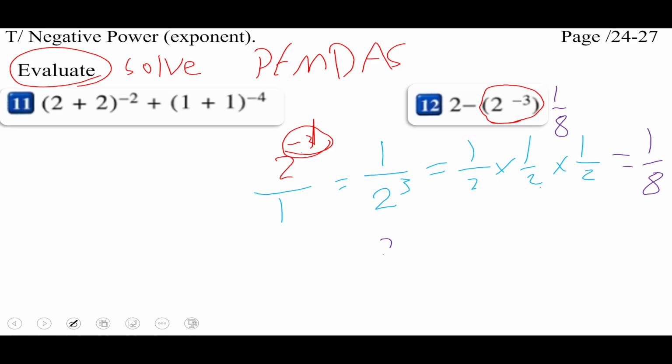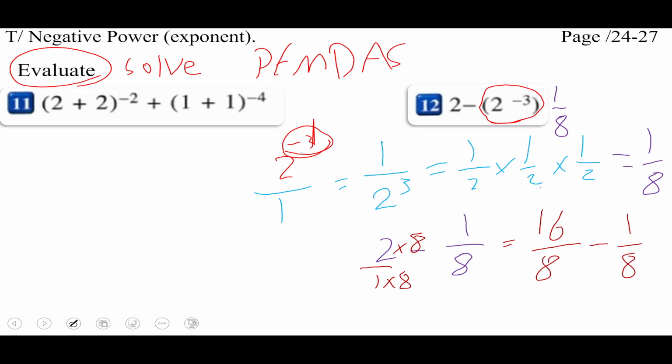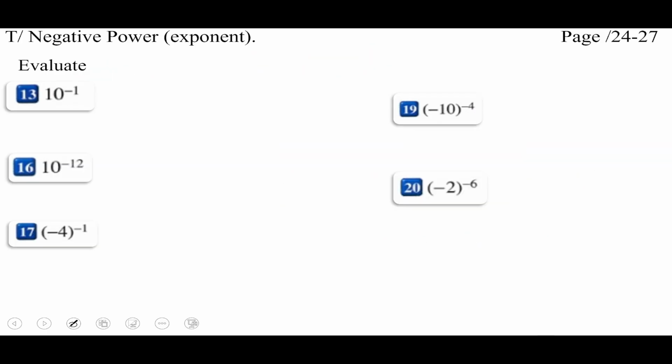So 2 minus 1 out of 8. Put 1 in the denominator, times 8, to make the same denominator. So 2 times 8 is 16 out of 8, minus 1 out of 8. Subtract them because they have the same denominator. 15 out of 8. This is the answer. This one you can do by yourself. The negative powers, how we change them to positive, we studied. And that's it.